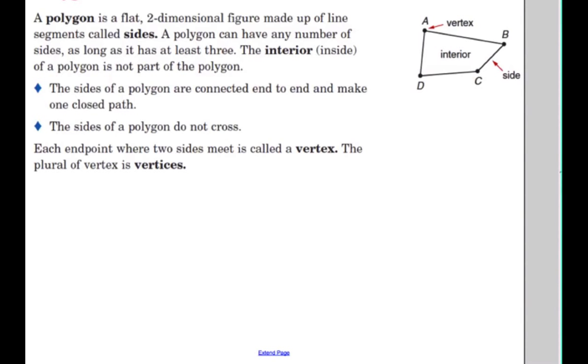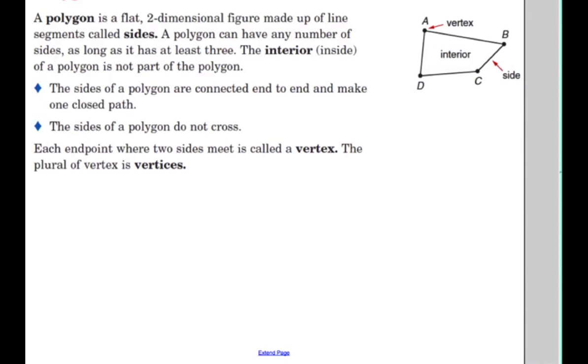A polygon is a flat, two-dimensional figure made up of line segments called sides. A polygon can have any number of sides as long as it has at least three. The interior, or inside, of a polygon is not part of the polygon. The sides of a polygon are connected end to end and make one closed path. The sides of a polygon do not cross.